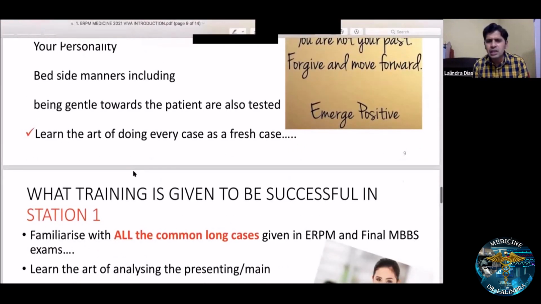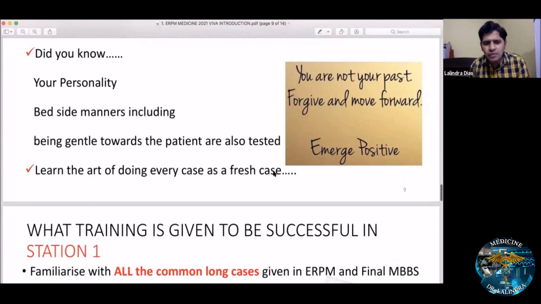Yes. This is very important. Learn the art of doing every case as a fresh case, because if your first short case is bad, you forget that and you move to the second case with a fresh mind.